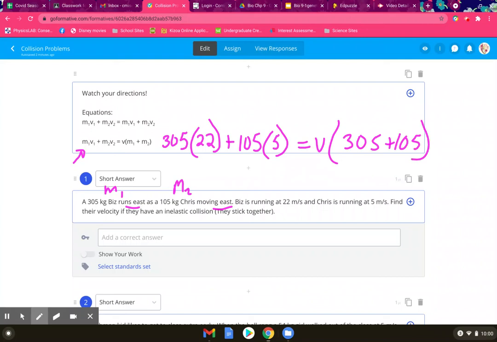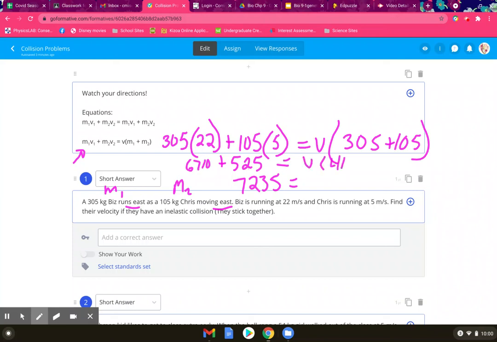And now it's just a matter of solving. So I'm going to make this easier, solve each side separately. The 305 times 22 gives me 6,710 plus 525. So that's going to be a total of 7,235 for this side.